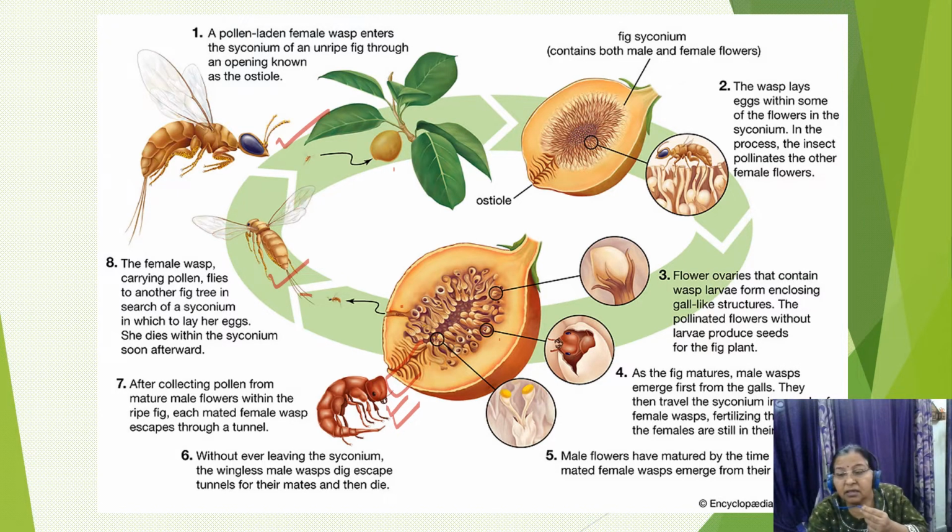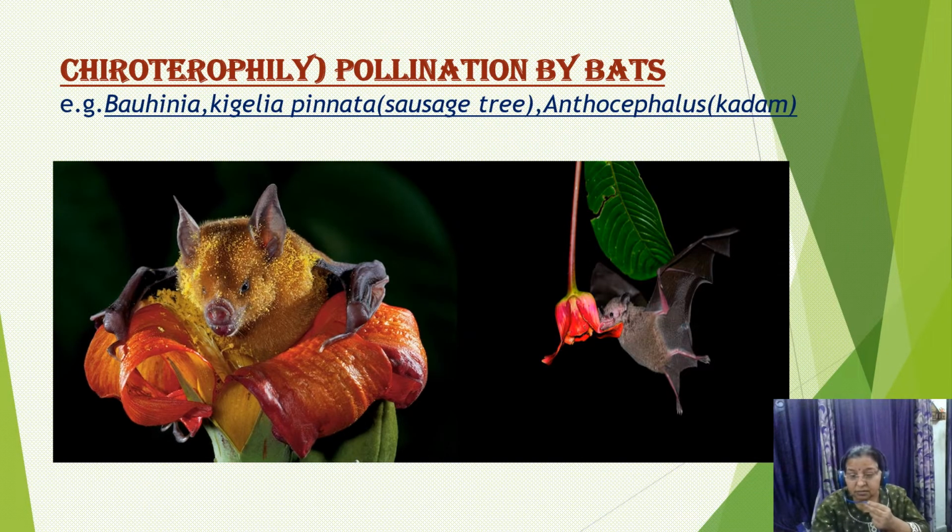Plants and insects have evolved together. Some flowers they resemble the insects. Here you can see the pollination by bat. Bat, the group is called Chiroptera.